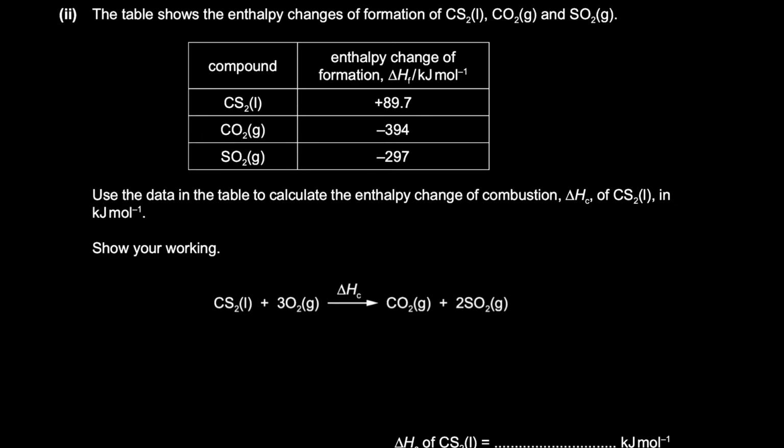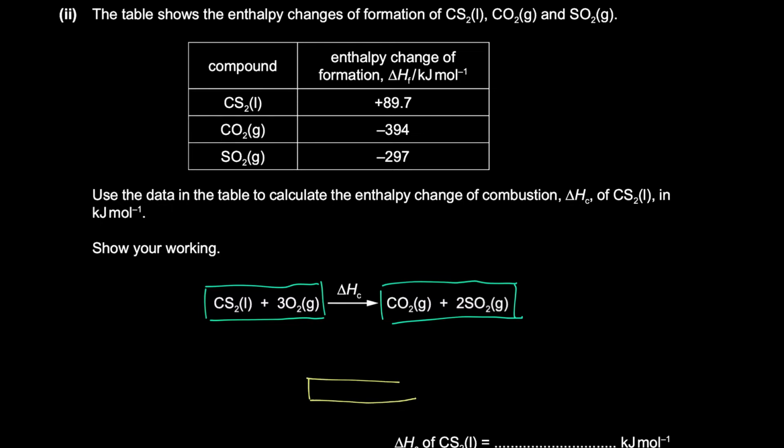And what I want to do is they've given me formation data for carbon disulfide, for carbon dioxide, and sulfur dioxide. So now if I was to draw a Hess cycle here, right? In the first box I have the reactants. In the second box I have the products. Now since they've given me formation data, if I want to construct a Hess cycle, what do I have in the third box over here? If they've given me enthalpy of formation data, what do I have over here? In the third box, we're going to have elements. So you can just say elements over here. You don't have to give me the individual elements.